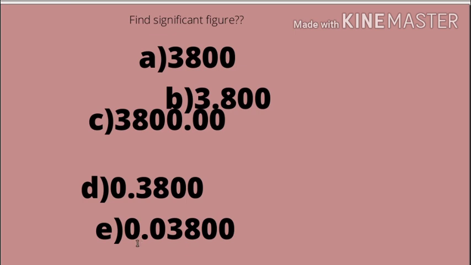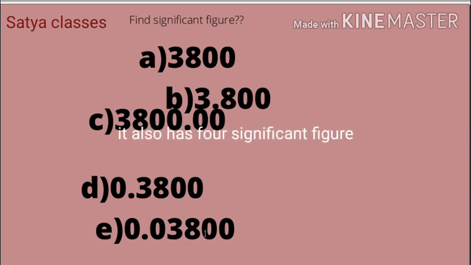In part E, clearly you can see I'm giving the example 0.0 and then 3800. So what about these digits? Again, 0.0 are non-significant digits because they are just the origin of measurement, and 3800 are the confident value. So it has 4 significant figures. Hopefully I have made so many examples to make you clear about this.